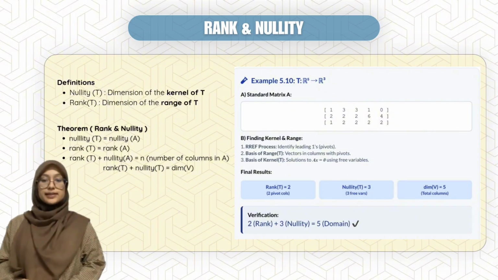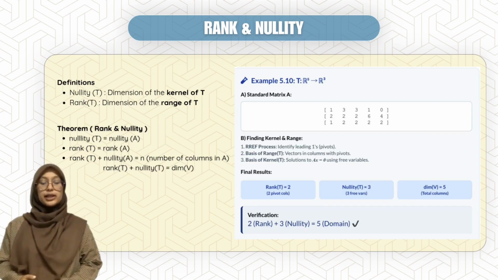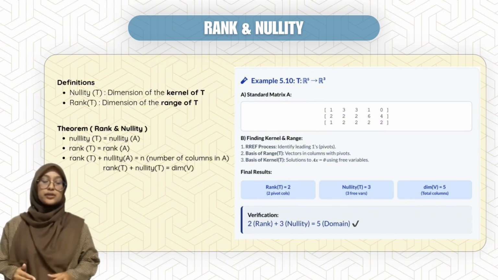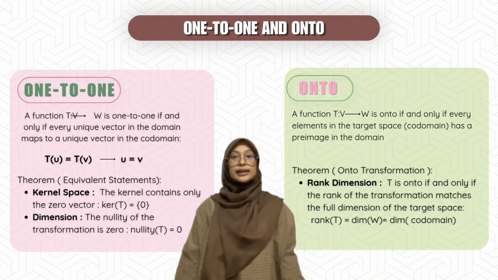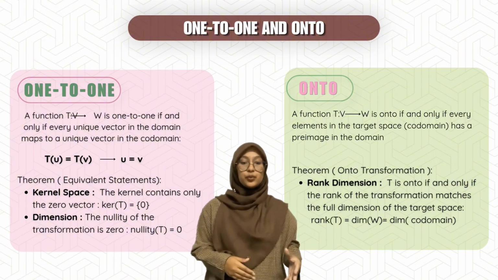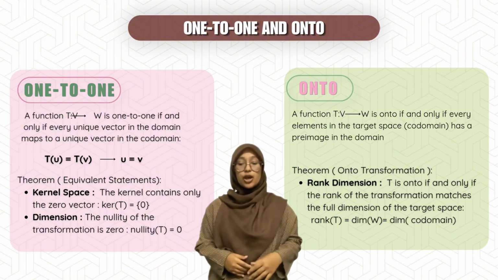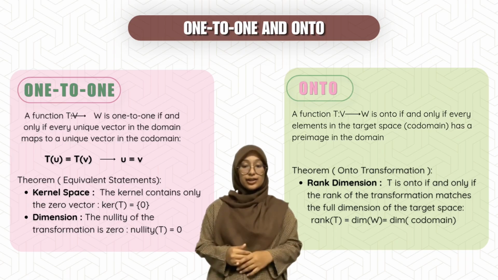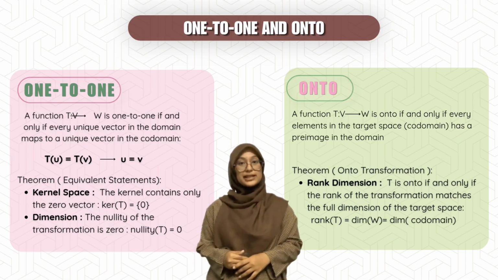When we look at these concepts through the lens of a standard matrix A, we get the rank and nullity theorem. As you can see on the left, the core takeaway here is the fundamental equation: rank T plus nullity T equals dimension V, where dimension V is the dimension of our domain, which corresponds exactly to n, the number of columns. Now let's take a look at 1-to-1 and onto. To check if a transformation is 1-to-1, look for a nullity of 0. To check if it is onto, see if the rank matches the dimension of the target space.